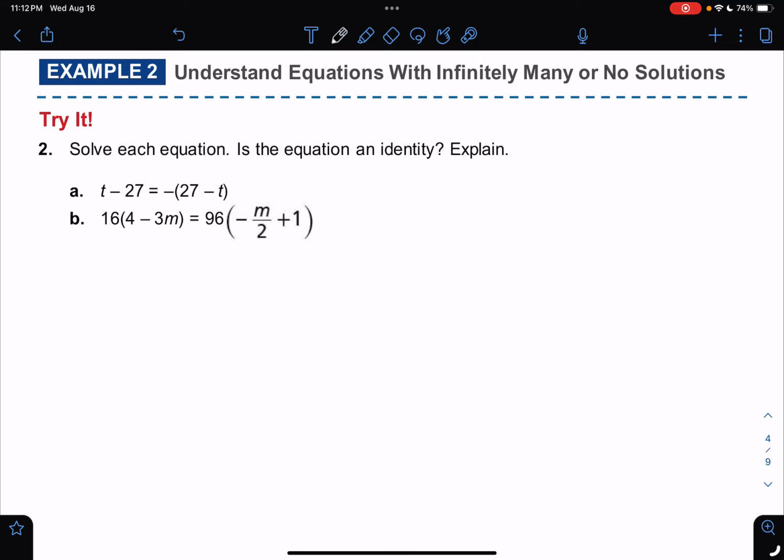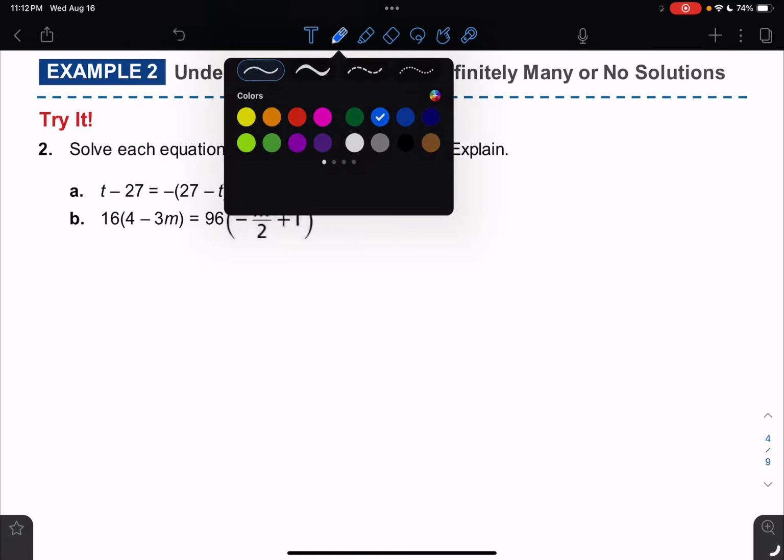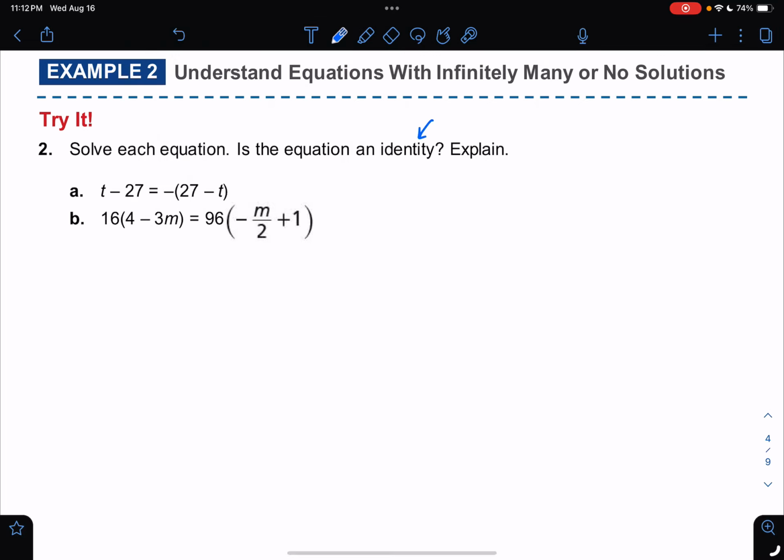All right, number 2. Solve each equation. Is the equation an identity? Remember, we talked about that in the beginning. An identity is just the same thing as infinitely many solutions. Okay? All right, so let's go ahead and solve these. All right, so part A.